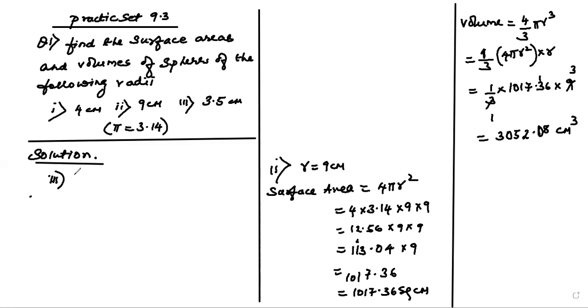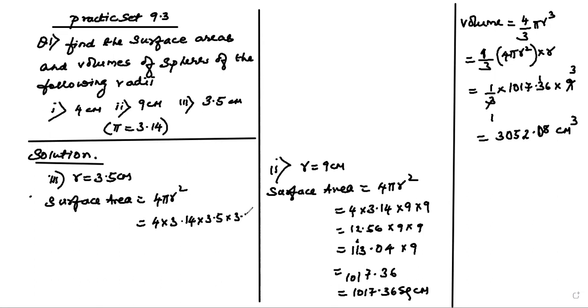Third part, what is the radius given to you as 3.5 centimeter, children? So what is surface area? Surface area equals 4 pi r square. 4 into 3.14 into 3.5 into 3.5. So now when you look at it, children, this will become 12.56 into 35 upon 10 into 35 upon 10.